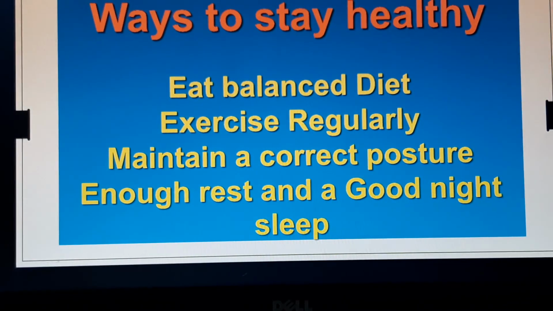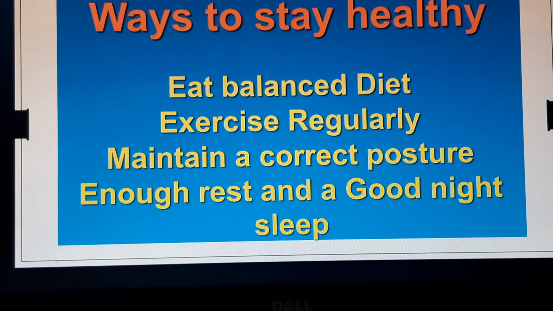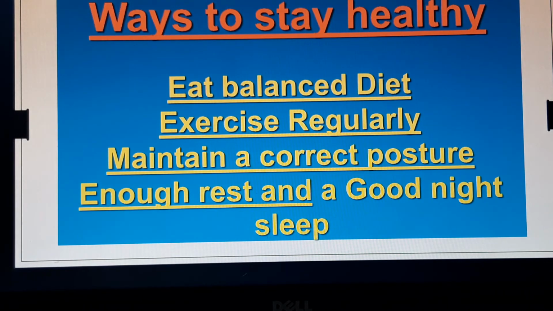So now we have discussed what deficiency diseases are, what their symptoms are, and how to avoid them. We have also discussed malnutrition, Kwashiorkor, and marasmus. Now we will discuss the various ways to stay healthy. First way to stay healthy is to include a variety of nutrients in your diet, which means to eat a balanced diet. We have already discussed in part 1 that it is not enough to take a lot of food, but what is important is to include a variety of nutrients in your diet. Take carbohydrates, proteins, fats, vitamins, minerals along with roughage and water.